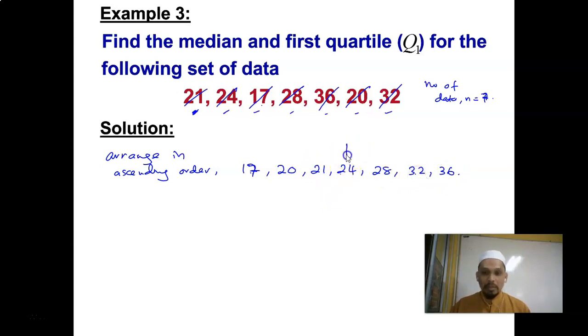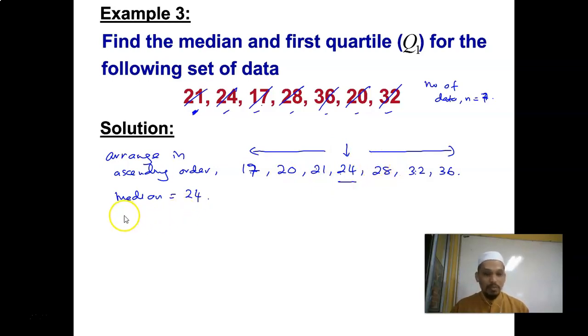If I choose this number of 24, okay, you can see here now there are 3 data on the left side, 1, 2, 3. And also another 3 data on the right side of this middle 24, 1, 2, 3. So it means that here the median equal to 24. Okay, from this picture.